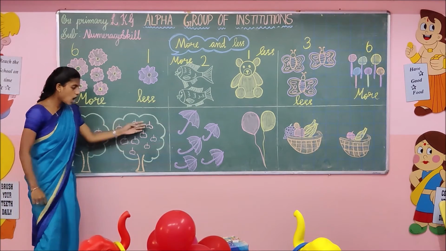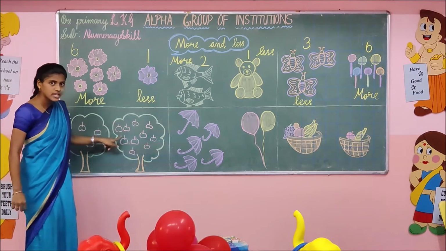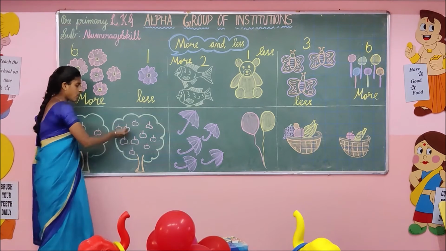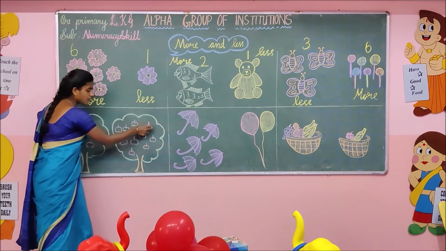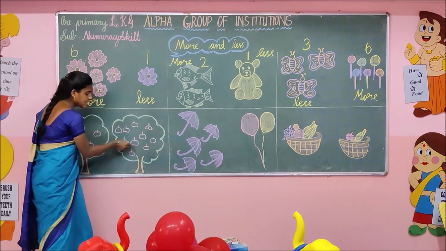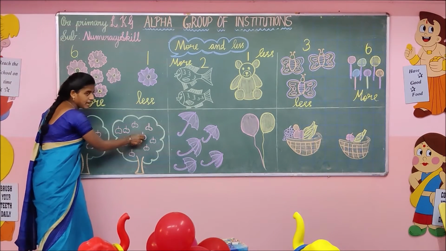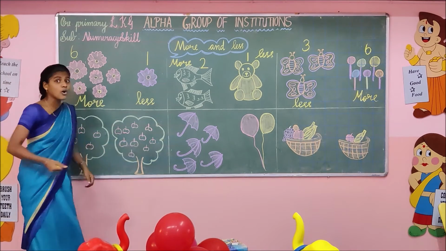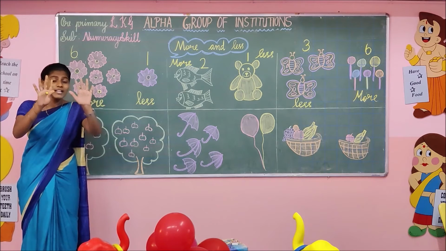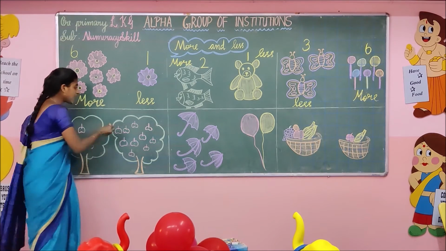Okay. Next, how many apples are there in this tree? Shall we count? 1, 2, 3, 4, 5, 6, 7, 8, 9, 10. How many apples do we have? 10 apples. Shall we write 10?